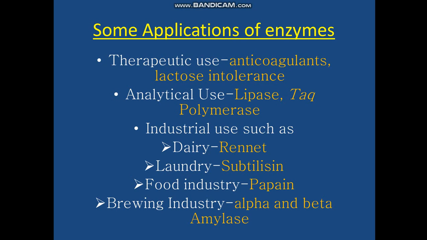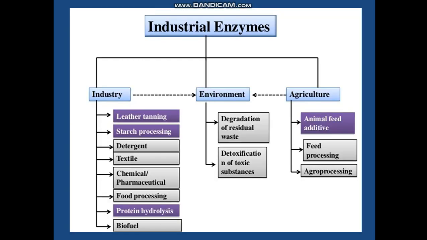So there is a table also given in your book at page number 75, industrial enzymes. Just go through that page because it is very important, and any of these enzymes can be asked. Mostly these enzymes which I have covered, the anticoagulants, lactose intolerance, lipase, Taq polymerase, rennet, subtilisin, papain, alpha beta amylase are generally asked. But then also you go through page number 75, and here is a table: industry, leather tanning, starch processing, detergent, textile, chemicals, food processing, biofuels.